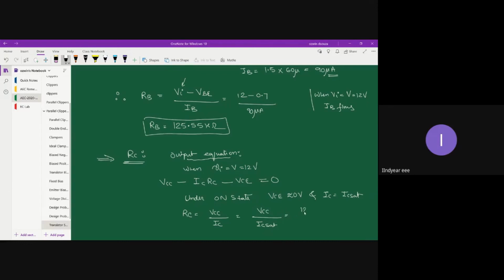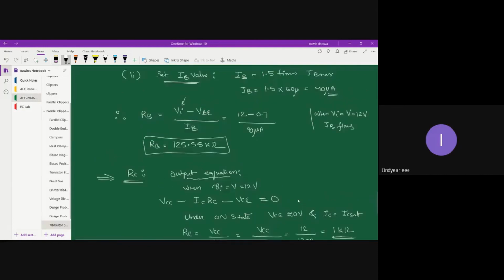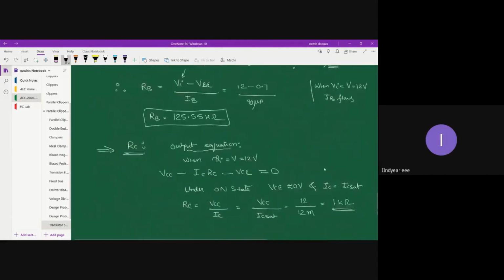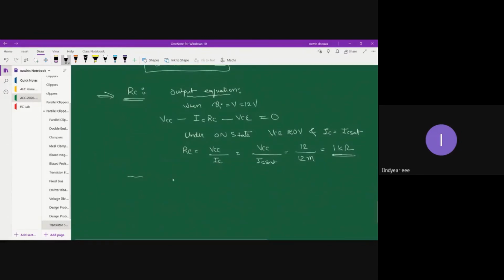So that's 12 divided by 12 milli. So that gives you a 1 kilo ohm resistance value. So your RC value is going to be 1 kilo ohm. So that concludes your design problem.